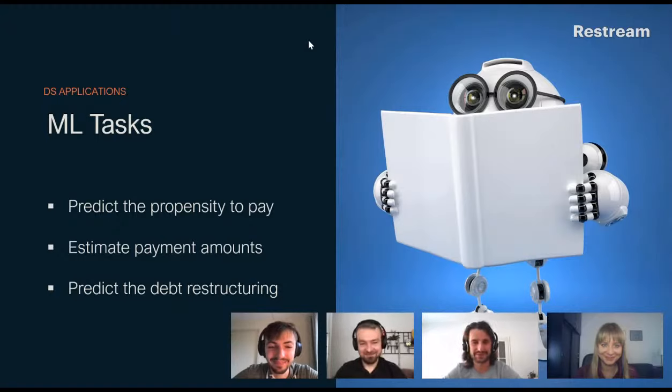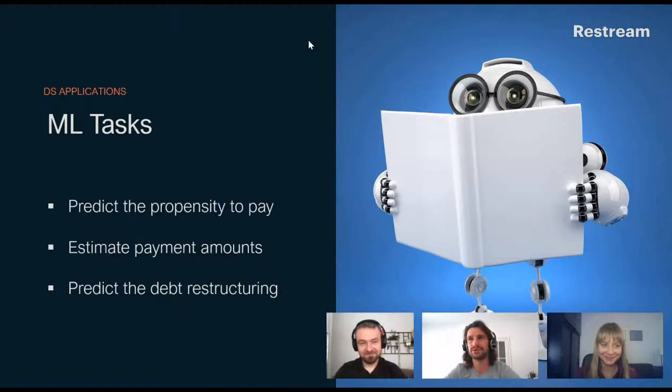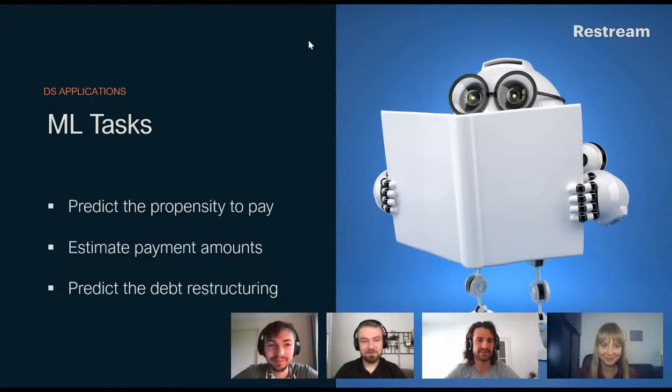Yeah, sure. So briefly speaking, there are 2 types of machine learning tasks. One is classification. That's where we try to predict whether some fact will happen in the future or not. So basically, we predict either yes or no. That is classification, meaning the first and the third model. So we predict whether something will happen, the propensity to pay or the restructuring.